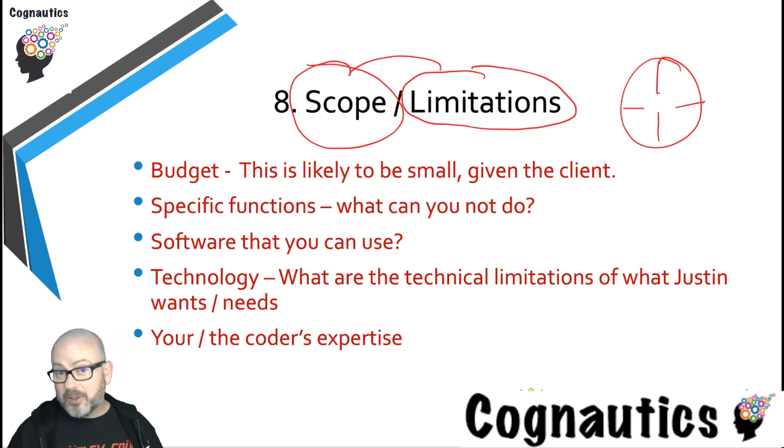So, first of all, the budget. What is your budget likely to be? The size of your budget is likely to dictate the type of app that you can produce. Secondly, what functions are you not going to put with your app? So while you would not give a long list of functions that it won't do, you will state that there are certain areas that you're not going to go into.